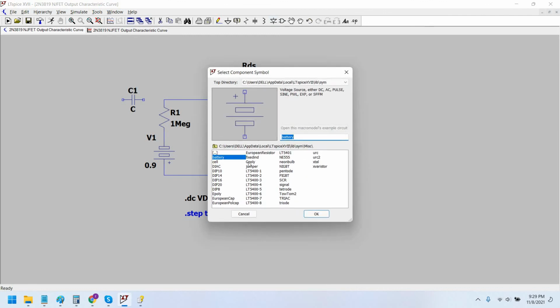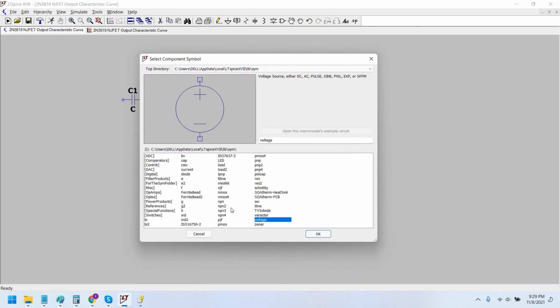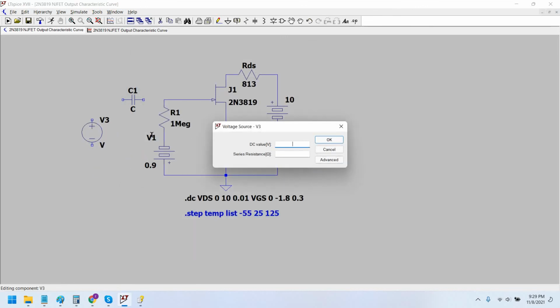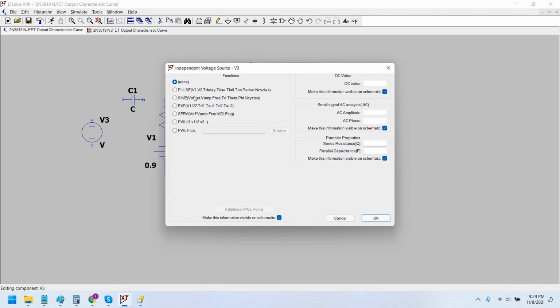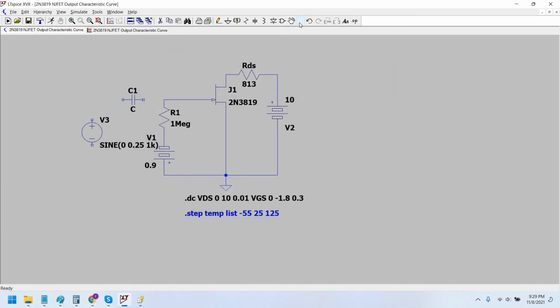And we will place the voltage source, the signal source actually. The signal source, let's take it to be 0.25 volts amplitude and 1 kilohertz signal. And let it be a 1 microfarad capacitor.